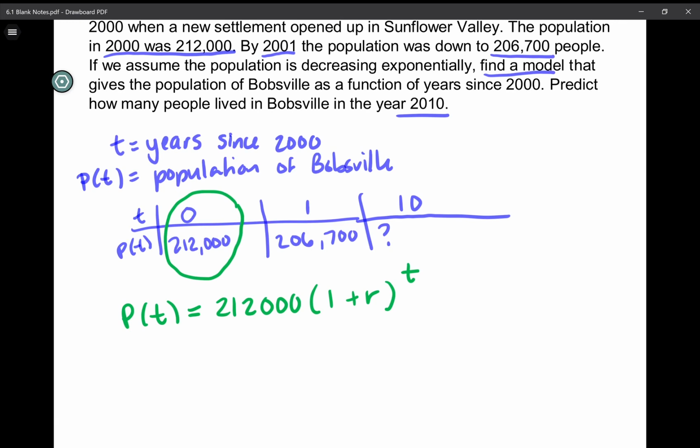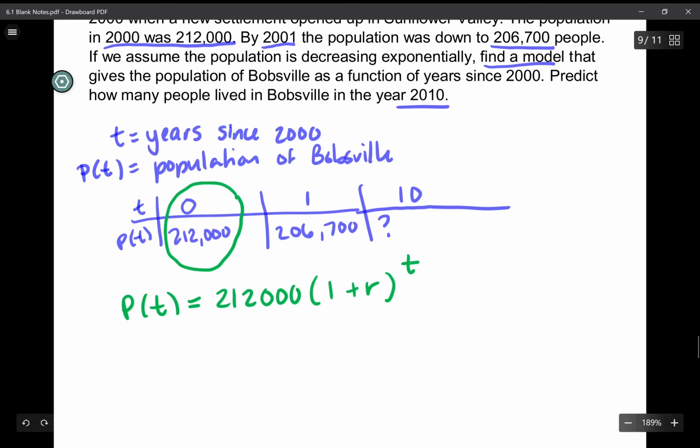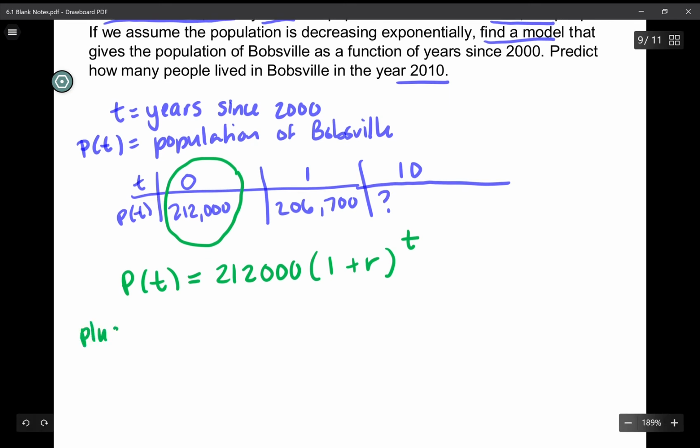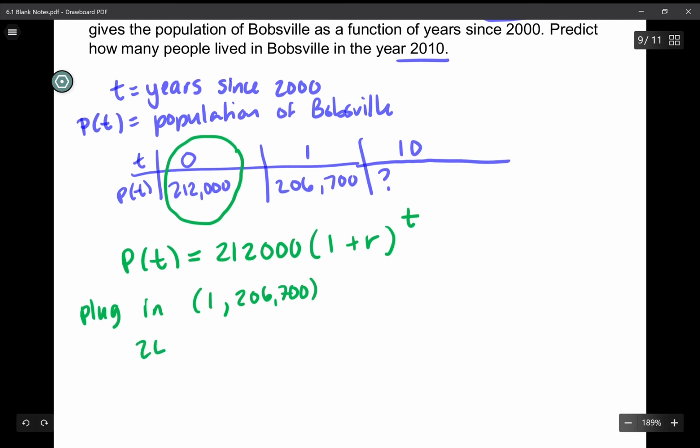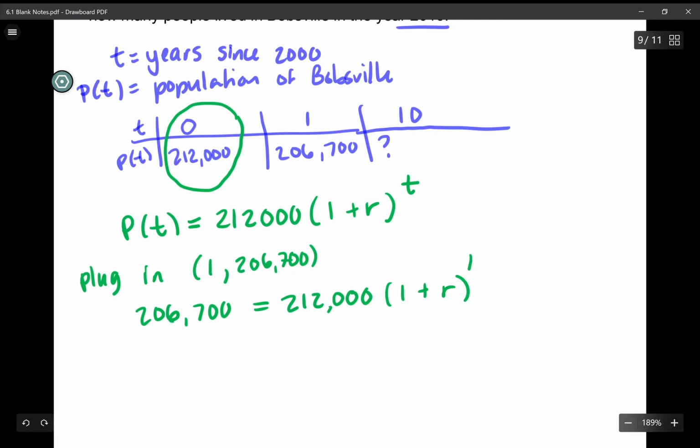Well, luckily, there's two ways we could go about this. We can plug in the point that we know, and that's totally fine. Or we can do our ratios. Let's do it with plugging in the point we know. So plug in the point t equals 1, P of t equals 206,700. All right, so 206,700 equals 212,000 times 1 plus r, that's what we're trying to find, to the t, which is 1. Well, that's pretty convenient because 1 plus r to the 1 is just 1 plus r.